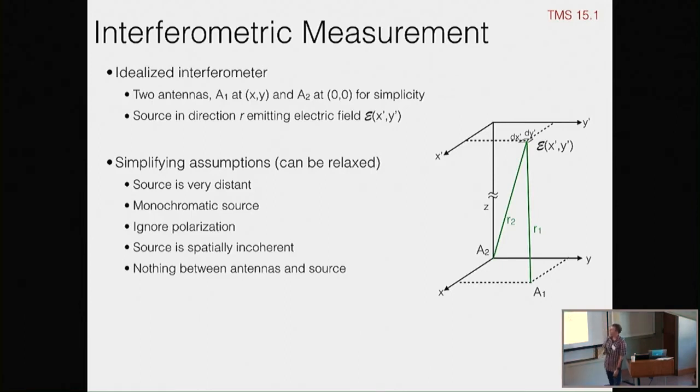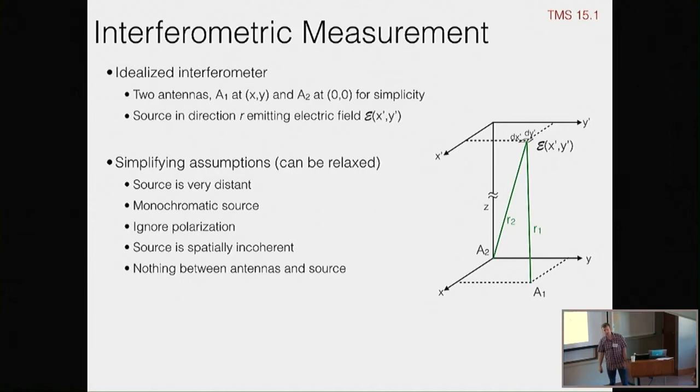But let's take a simple case here, but let's go through the math for real. We have a somewhat idealized interferometer in that it's, for the moment, got all these simplifying assumptions. There's a very distant source. It's monochromatic. We're not going to concern ourselves with polarization, though that one's easy to fix. The source is spatially incoherent.